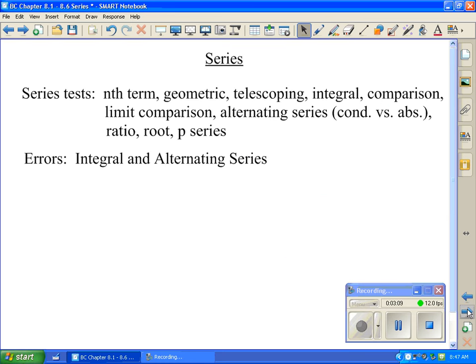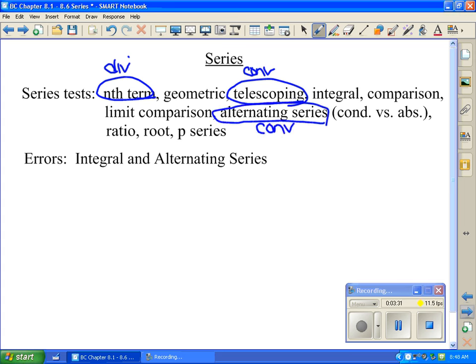All right, for series, we had all our different series tests, and I've listed all 10 here. Now keep in mind that some of them only proved a certain thing. For example, nth term only proves divergence. Telescope was best to use for convergence, if you could figure out that the things canceled out. And then alternating series, same thing, this one only worked for convergence. And then we have integral and alternating series error, which I will also talk about at the end.